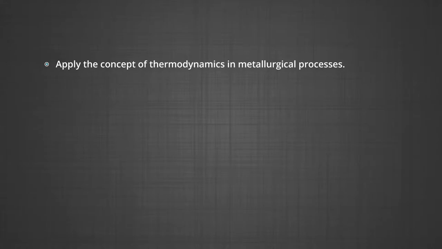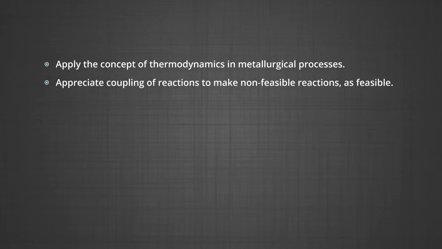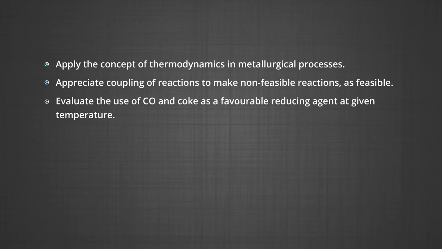In this session, I will be presenting the second module on the chapter General Principles and Processes of Isolation of Elements. After going through this module, you will be able to apply the concept of thermodynamics in metallurgical processes, appreciate coupling of reactions to make non-feasible reactions as feasible, evaluate the use of carbon monoxide and coke as a favorable reducing agent at a given temperature.